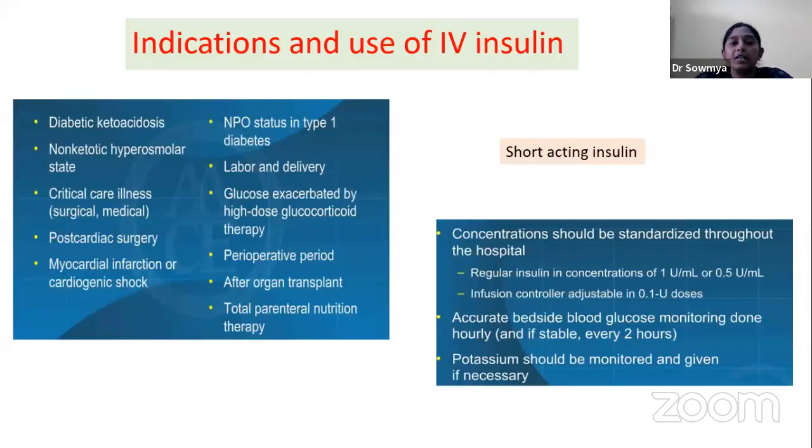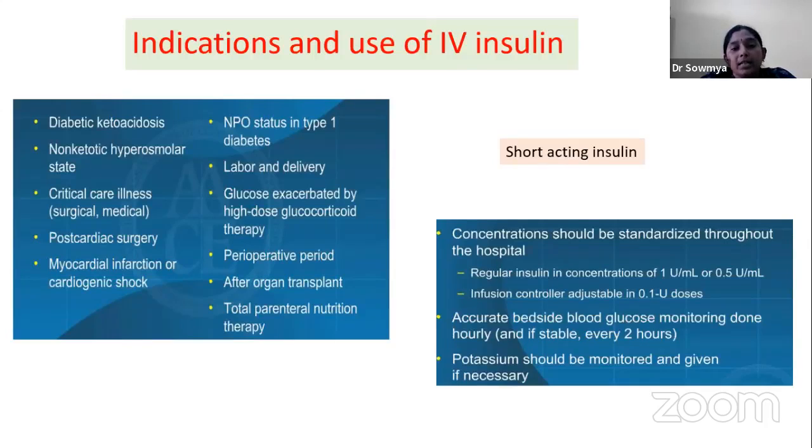So what are the indications and use of IV insulin? Usually we use IV insulin in the following conditions: diabetic ketoacidosis, non-ketotic hyperosmolar state, critical care illness, whenever a surgical or medical patient is critically ill, post-cardiac surgery, myocardial infarction or cardiogenic shock, NBM status, especially in type 1 diabetes patients who are dependent on insulin, post-labor or labor, during delivery, and even in the antenatal state we prefer to use insulin.